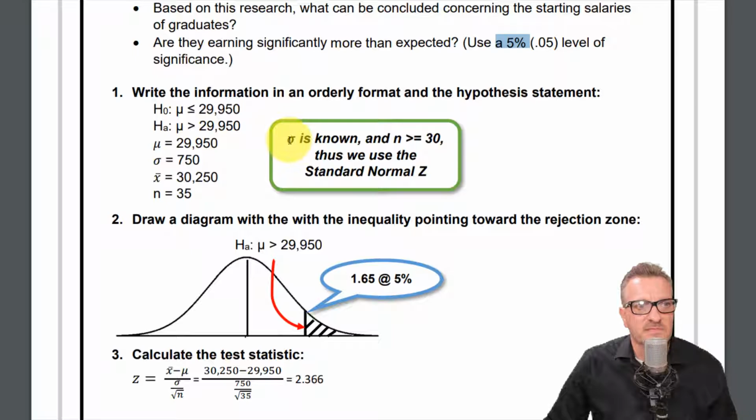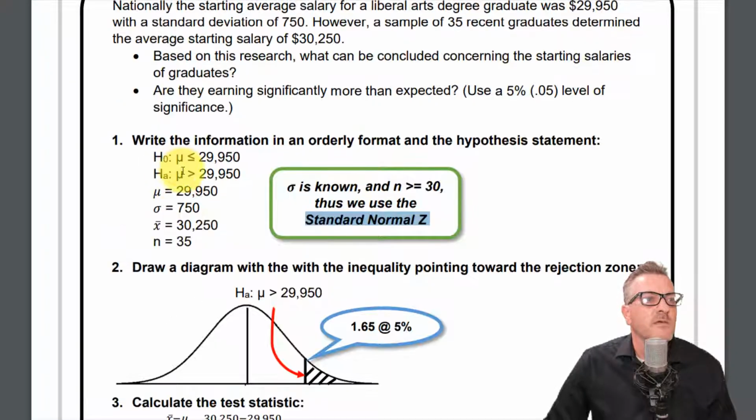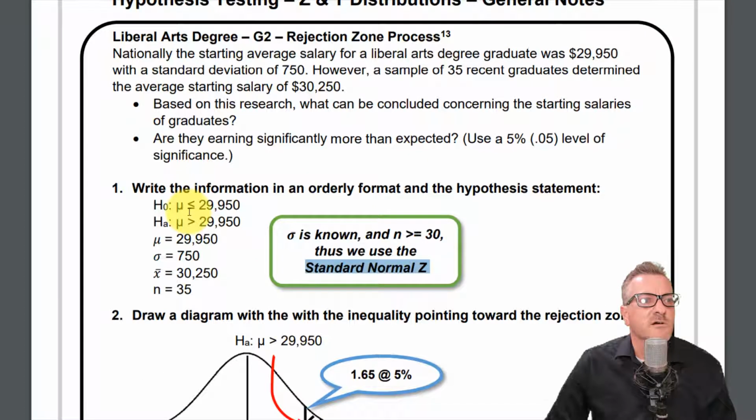Before I jump on that, it says the standard deviation is known and n is greater than 30, so we're going to use the standard normal z distribution. And let's see, our alternative hypothesis is that mu is less than or equal to 29,950, because this is population data. And the standard deviation is 750. But the sample of 35 recent graduates determined the average starting salary of $30,250. So that is sample data.